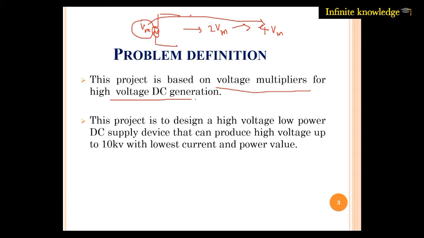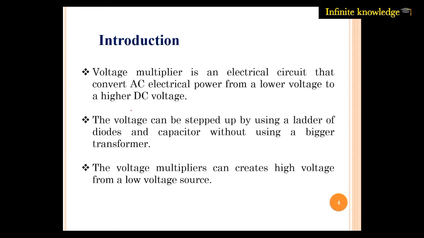A voltage multiplier for high voltage DC generation. This project is to design a high voltage low power DC supply device that can produce high voltage up to 10 kV, and in this project we have considered up to 10 kV. So if you want more, you can go up to 50 kV, 100 kV, but according to that you have to use different power electronics components that can withstand a high voltage with the lowest current and power value. So this is the problem definition.